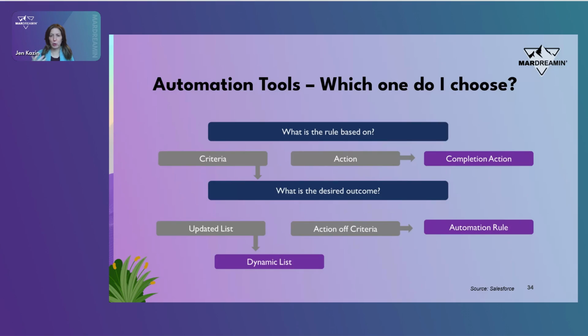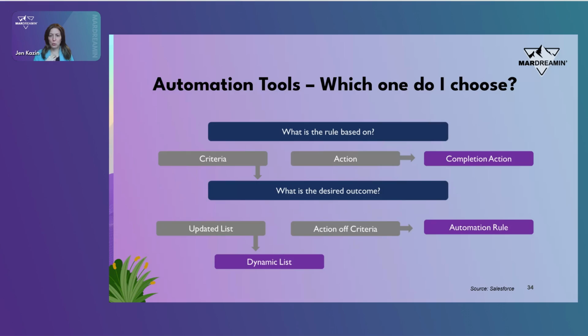If you think about what you're trying to do, the first question is, what is the rule based on? Is it based on criteria or action? If it's based on an action, like I clicked on something or I filled out a form, then you would probably want to use a completion action. But if the rule is based on criteria, then let's go down to the next line.